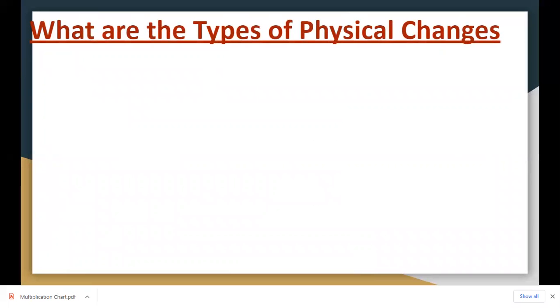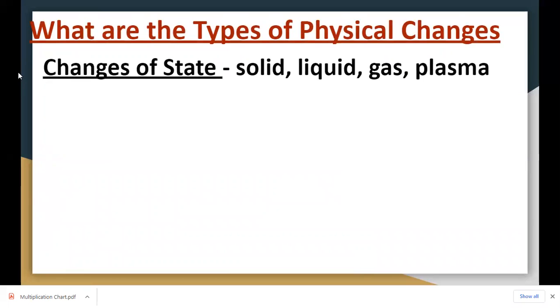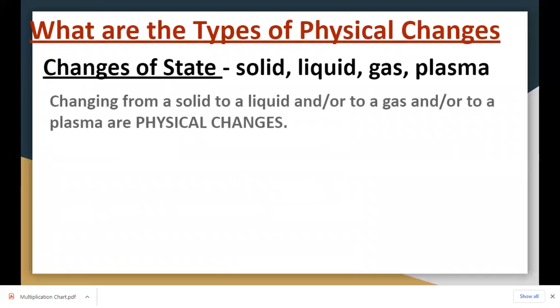What are the types of physical changes? Well, here we go. There's the changes of state. So changing from a solid to a liquid to a gas to a plasma. Those are changes of state. That's a physical change. That is not a chemical change. Changing from a solid to a liquid and or to a gas and or to the plasma are physical changes.